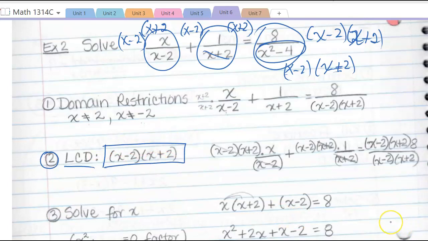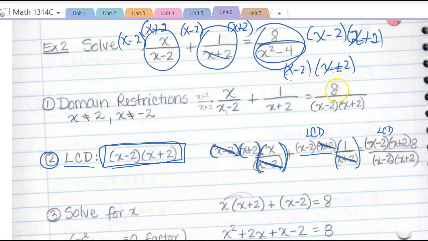So essentially, you'll know if you have the correct LCD when you multiply, there should be no more fractions. So if this is our LCD, and we multiply it times our first fraction, we can see the x minus 2's will cancel. Here's my LCD, and I'm multiplying it times the second fraction, we'll see this x plus 2 will cancel.